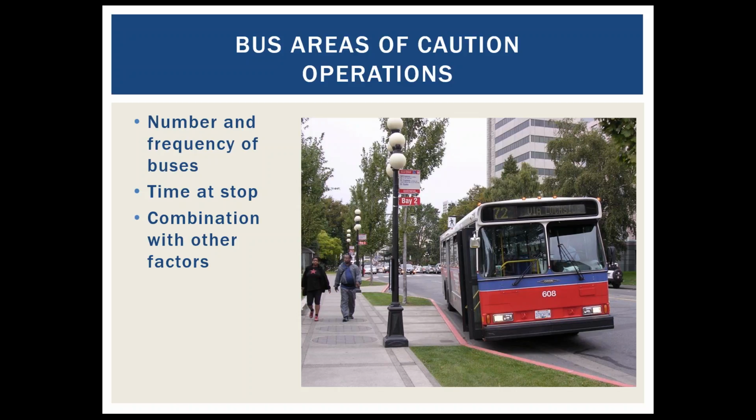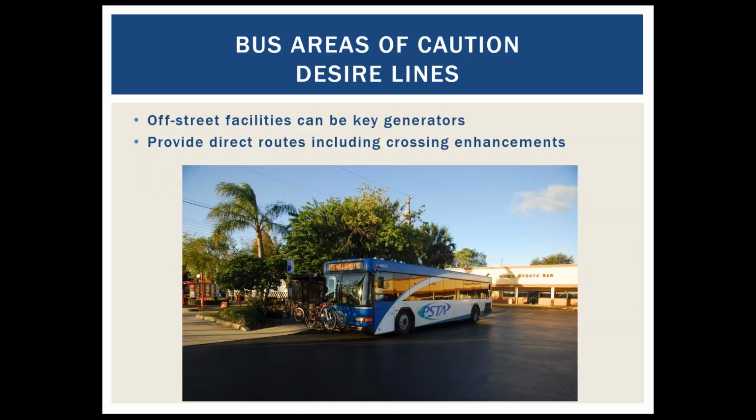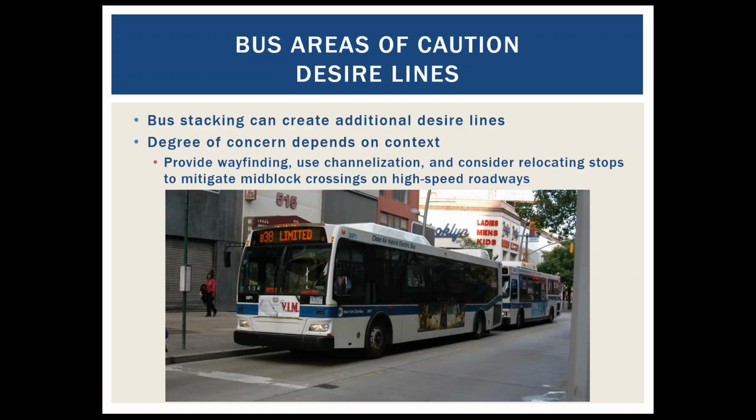So you're discouraging mid-block crossings. Some other considerations are some of the off-street facilities that could be key generators for pedestrian traffic. It's important at these locations to provide direct routes to the crossing enhancements that are separated from other modes. Otherwise, there's potential that this too would encourage mid-block crossings. Bus stacking as well, when you have multiple buses at a single stop, could create additional desire lines. And again, the degree of concern depends upon the context.